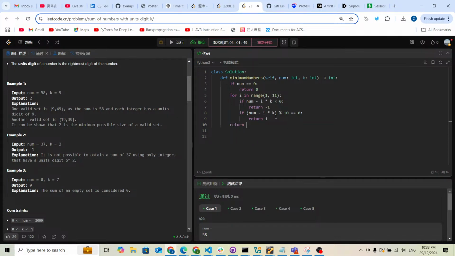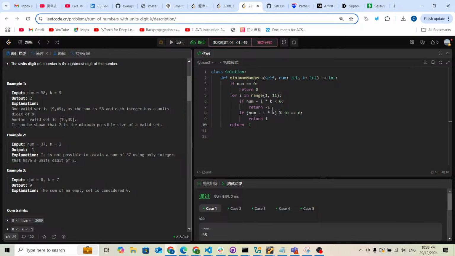But what if we didn't find one? We still return -1. For example, if num is 37 and k equals 2, k is an even number and num is an odd number. Even numbers can never add up to an odd number: 2 plus 2 plus 2 plus any 2 can never become 37, because 37 is an odd number and k is just an even number.